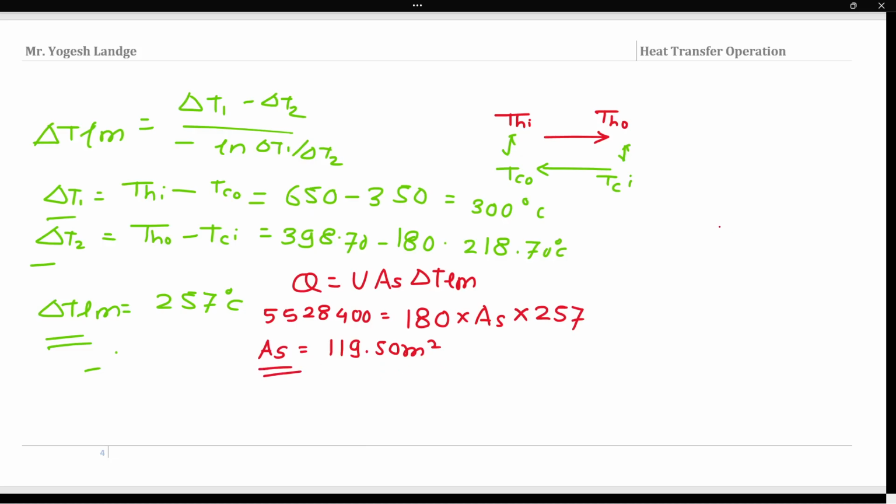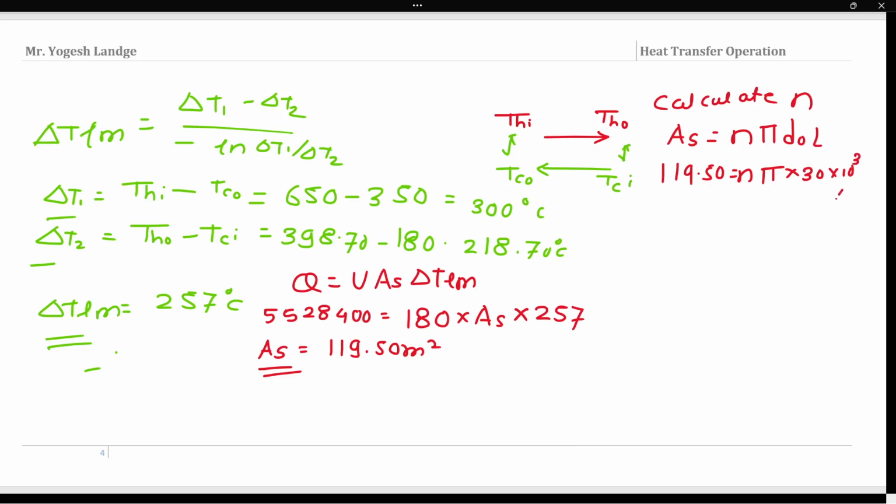Now we calculate the number of tubes. The formula is surface area equals number of tubes into pi into d into L. The surface area is 119.50, the number of tubes is to be calculated, pi is constant, and the diameter is given as 30 millimeter. Convert it into meters and multiply by the length of 3. From that, we got a value of N around 423.